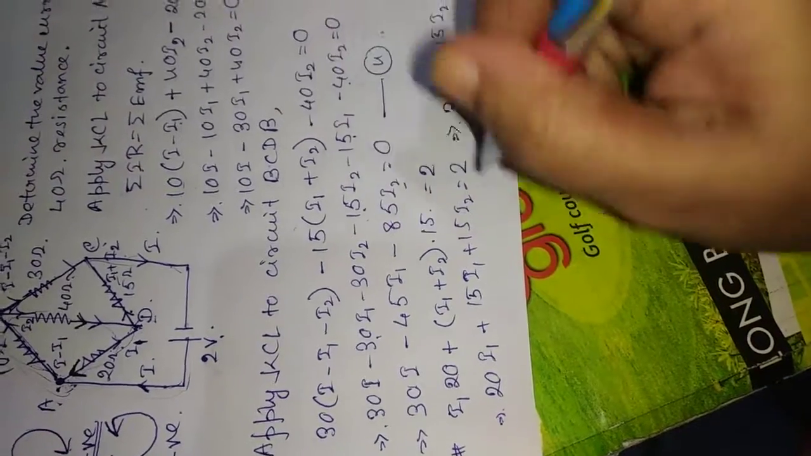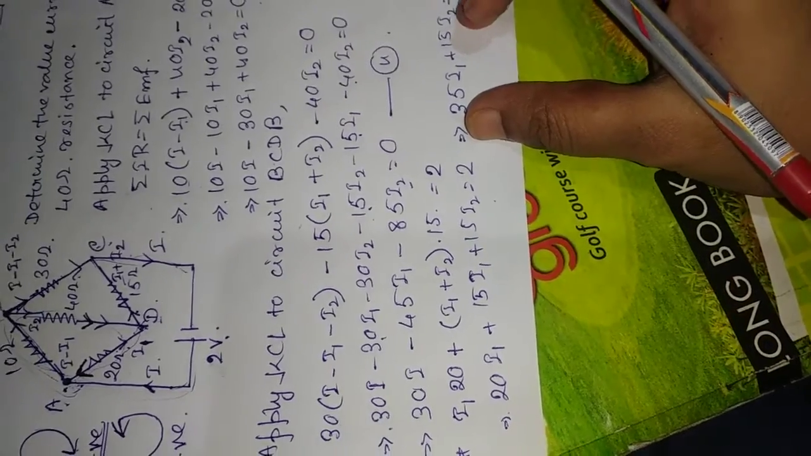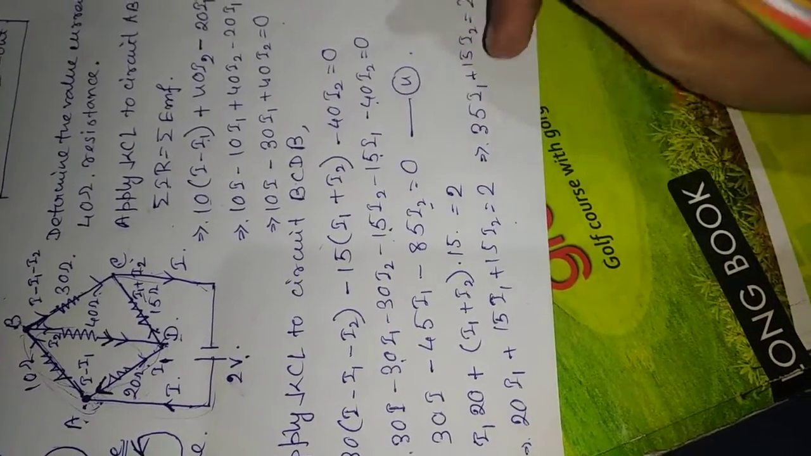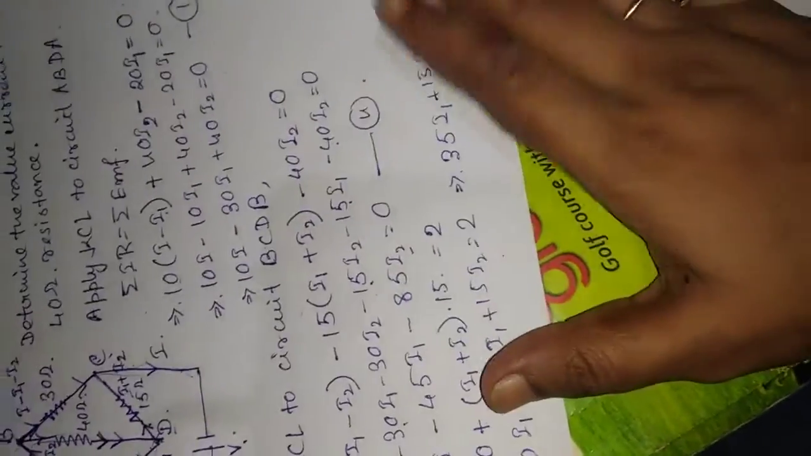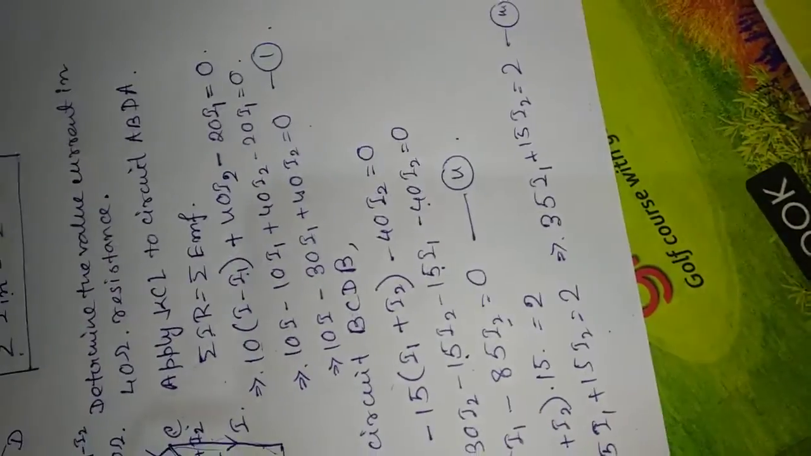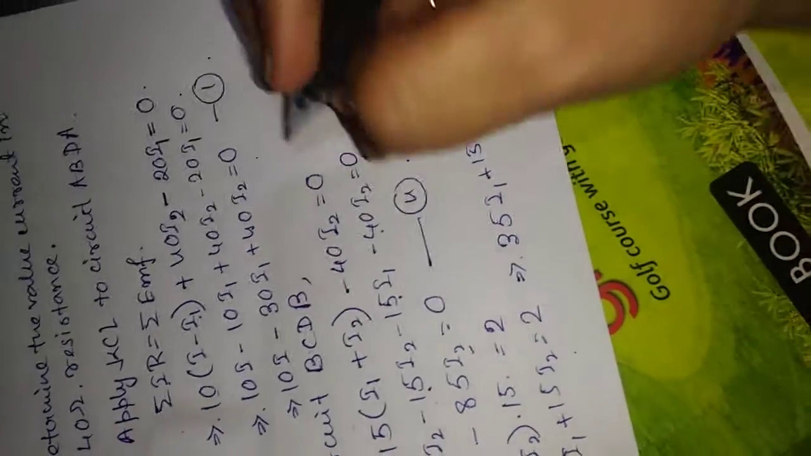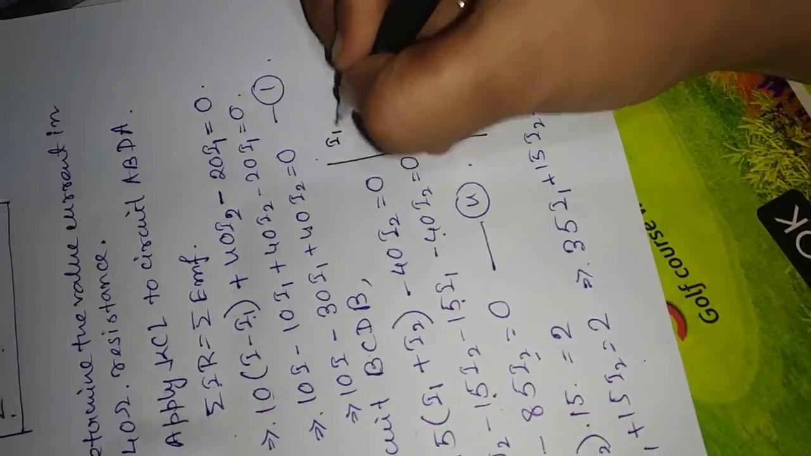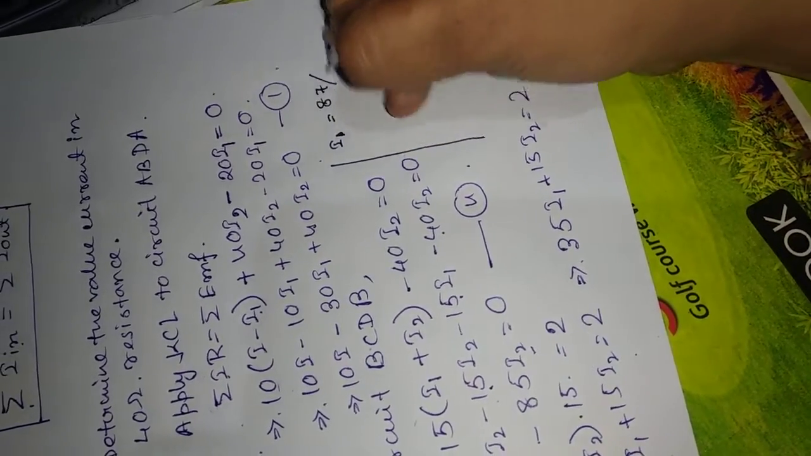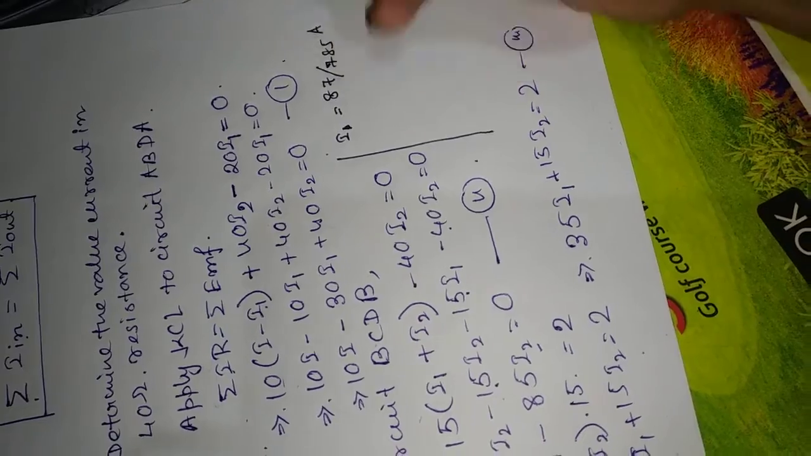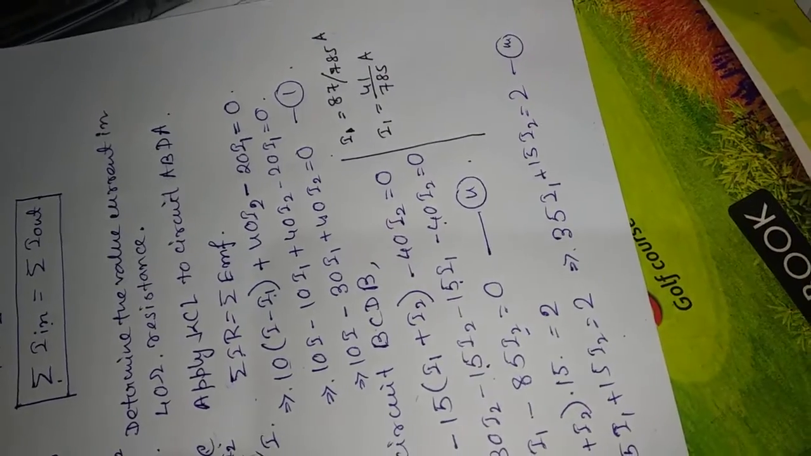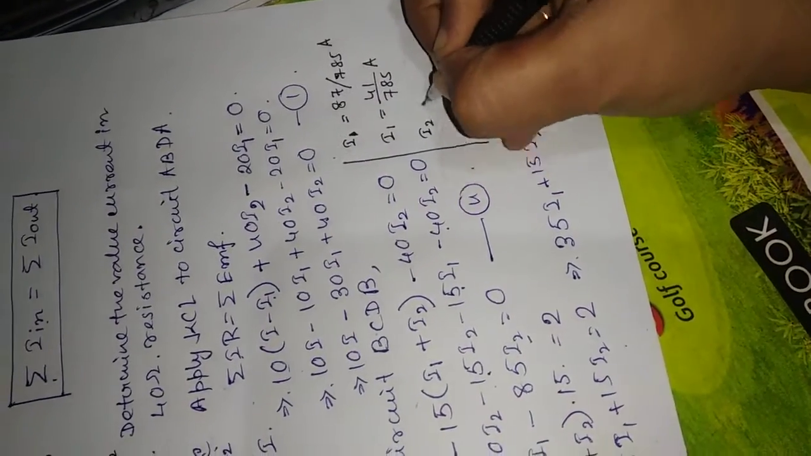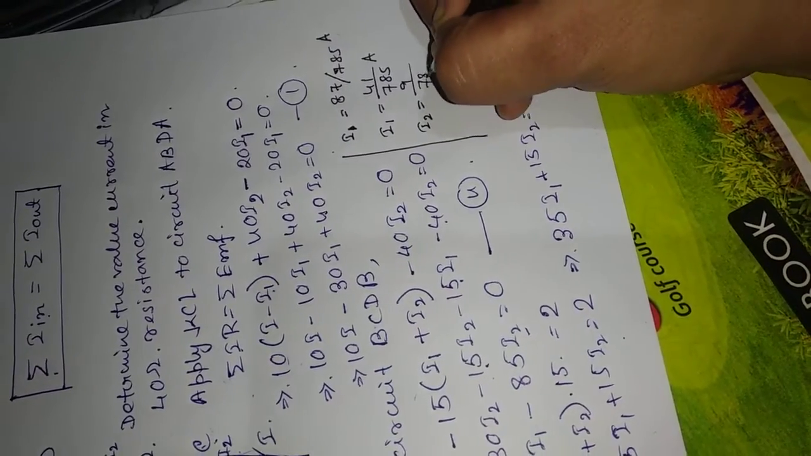So if I solve these three equations, by solving or eliminating any of these two, or I just eliminate this I here from here. Whatever you want, you can do this by solving these three equations. Whatever we are getting basically, please check. That is total I will be 87 by 785 ampere. I1 will be 41 by 785 ampere. And I2 will be 9 by 785 ampere.